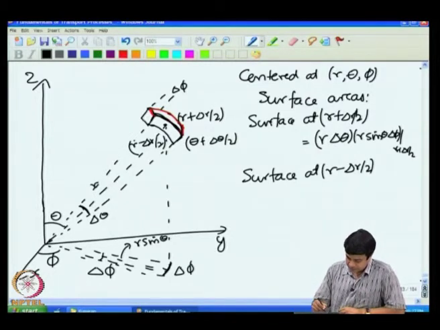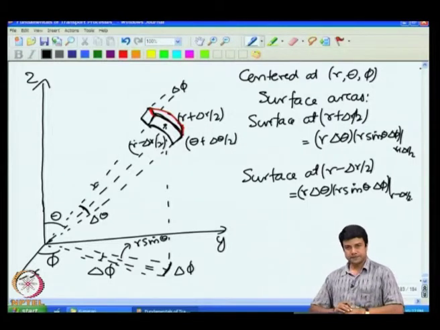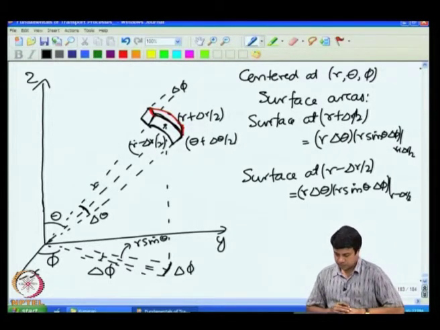That is this surface. This is going to be, in a similar manner, r delta theta times r sin theta delta phi at r minus delta r by 2. So, those are the top and bottom surfaces at r minus delta r by 2 and r plus delta r by 2.